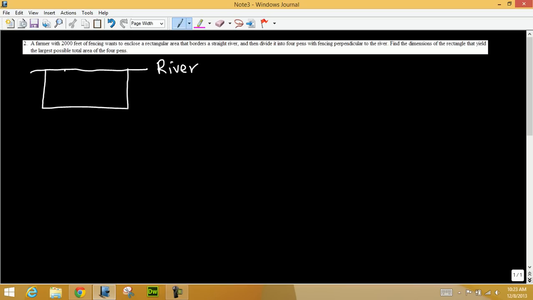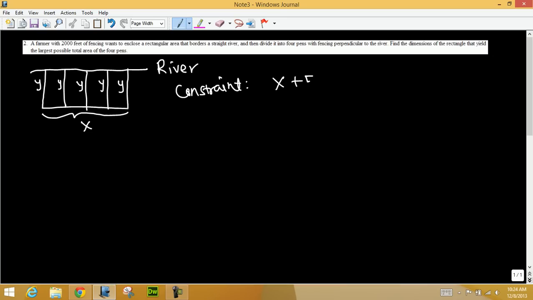So 1, 2, 3, 4. Now the fencing goes along this side, let's say that's X, and fencing goes here, Y. It's a rectangle, so all the sides are equal, Y and Y. Okay, that's the constraint. The sum of these lengths, X and how many Ys? 1, 2, 3, 4, 5 Ys, that is 2,000 feet. Okay, so constraint, that's the relationship between our variables, X and 5y is 2,000.